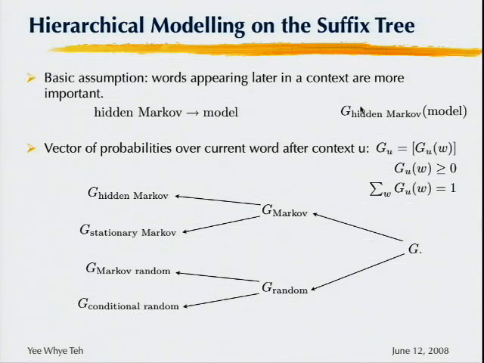So this is the hidden Markov model. Of course these things are probability vectors, so each entry has to be non-negative and they have to sum to 1. Okay. So we have lots of different contexts, right?